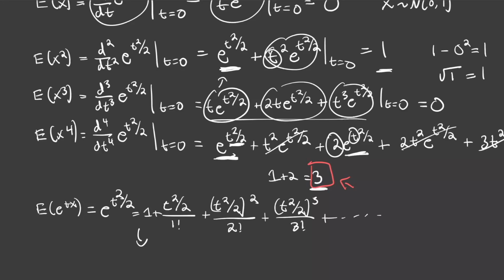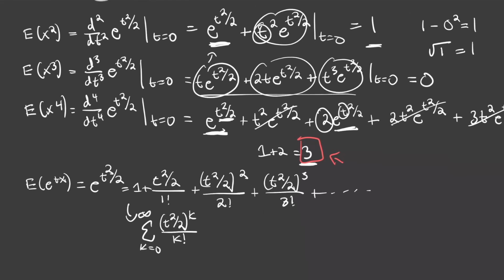So if you write this in terms of a sum, we're summing, let's say, k equals 0 to infinity, and we have our t squared divided by 2 raised to the power of k, divided by k factorial. So that is the Taylor series expansion. We can simplify this by saying it's the sum from k equals 0 to infinity. If we distribute that k, then our 2 to the k will go on the bottom along with our k factorial, and we'll have t to the power of 2k on the top.